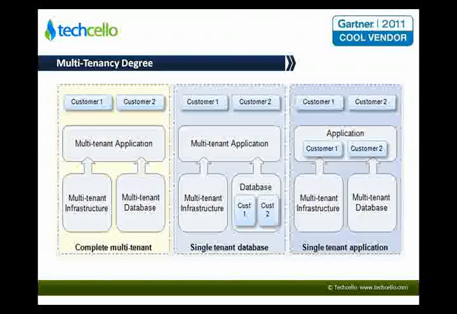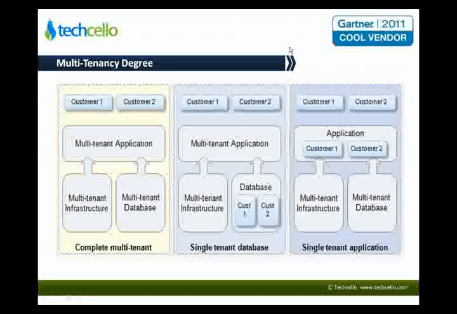Now within multi-tenancy itself, there are different architectures that you can choose. Multi-tenancy, we saw, is a model wherein one logical instance of an application is serving multiple customers. But within that application, there's one more factor that you need to consider, which is the data architecture. The data architecture itself can again be single-tenant or multi-tenant.